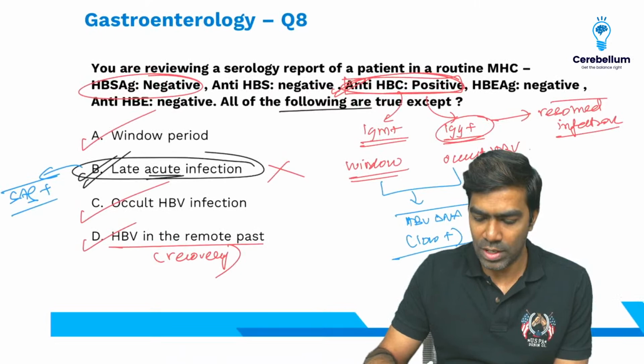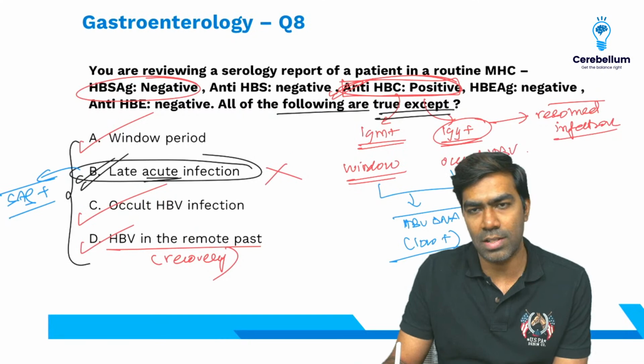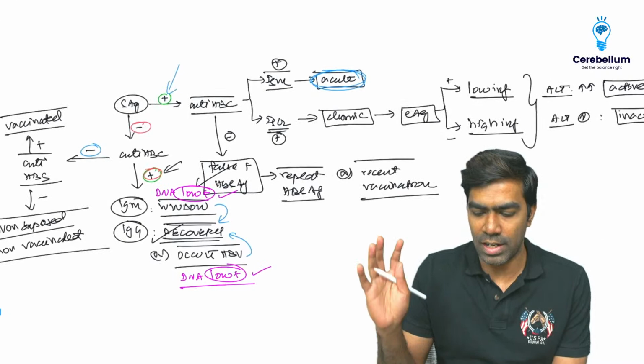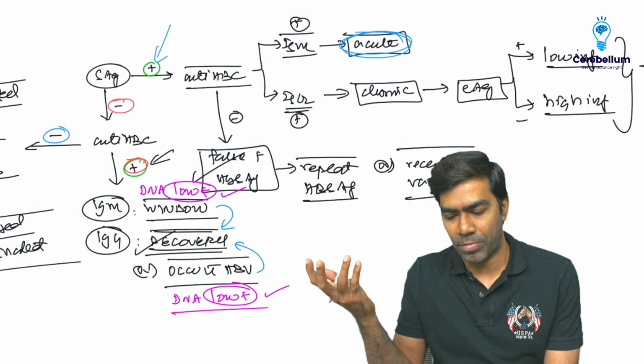Okay, now I think you can understand. So what's going on here? That's why the right answer, all of the following are true except, is option B. Late acute infection cannot be the possibility. So please study this algorithm carefully. This algorithm itself will help you understand what's going on in different situations.